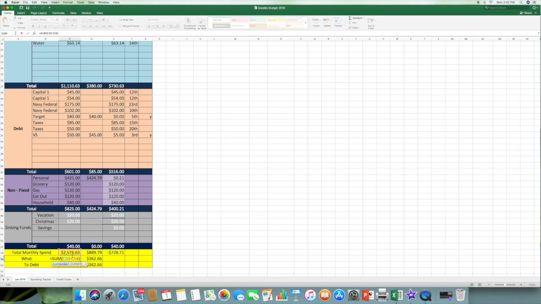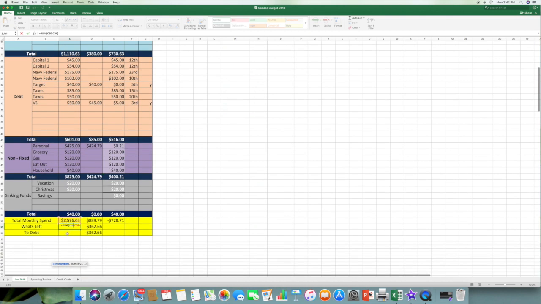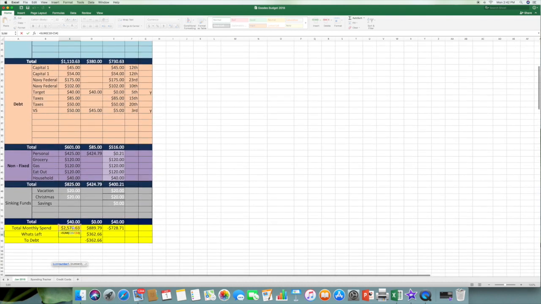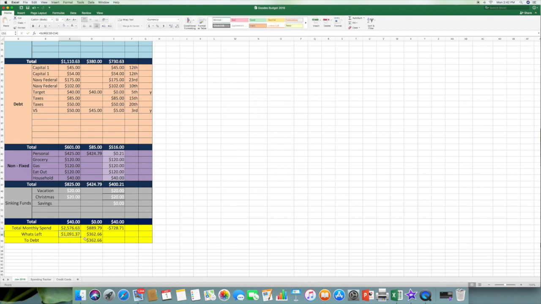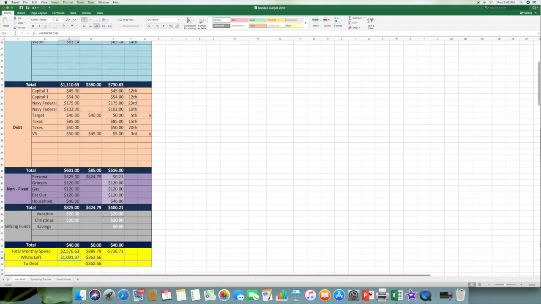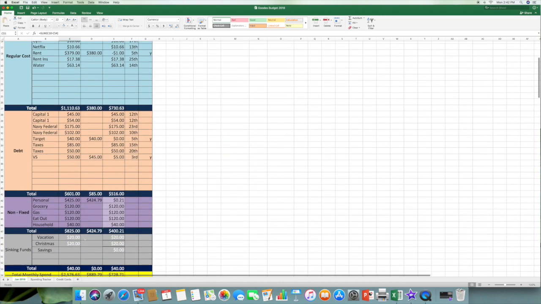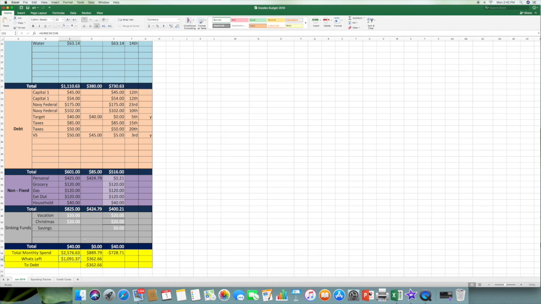Okay, here is what's left. I am taking cell C10, which is my total income, and subtracting cell C54, which is how much I'm spending per month. So this is saying that per my budget, I am bringing in $3,668 budgeted. I'm spending $2,576.63. So what is left is $1,091.31. And this is just the budgeted amount. Okay?